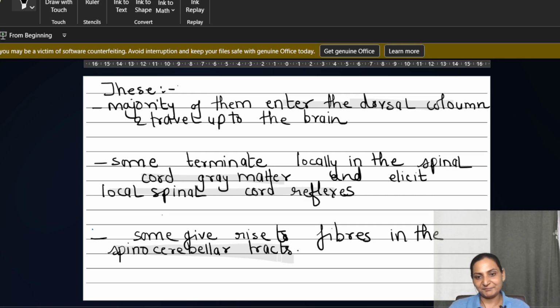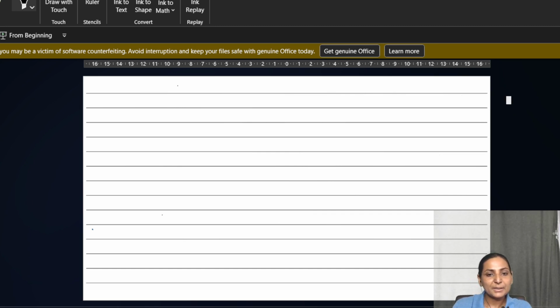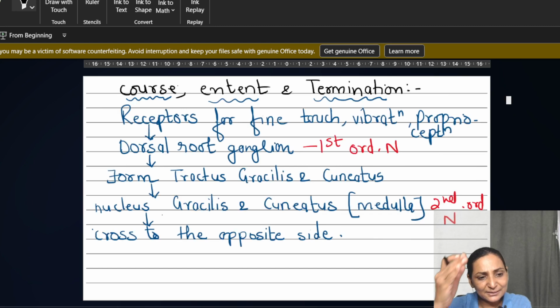local spinal cord reflexes. So if this is possible for you, learn this, or if it is not possible, then at least the dorsal column point, you should remember. Now let us take this in the form of a flow chart, because I expect that whenever we are writing an LAQ on pathways, you either draw it in the form of a diagram, label it and write there, or write the pathway in the form of a flow chart.